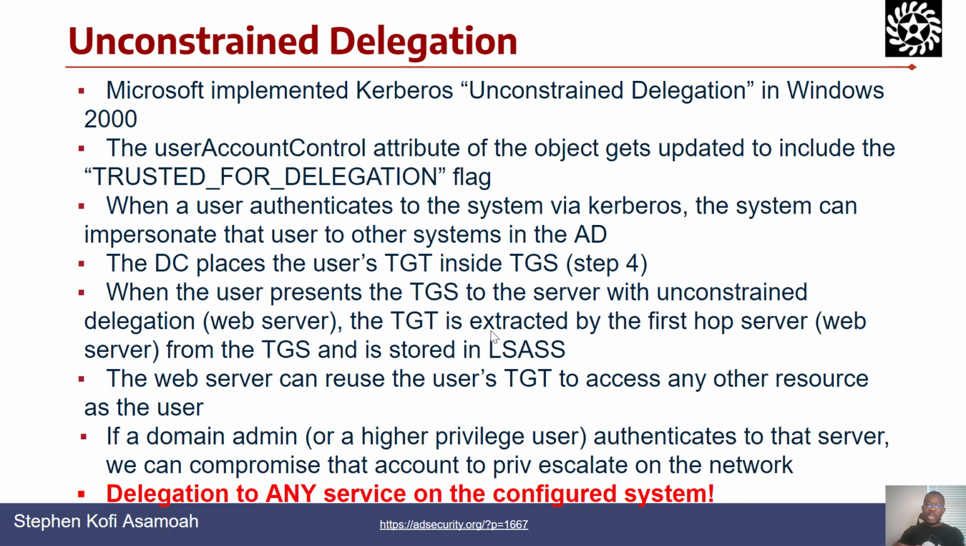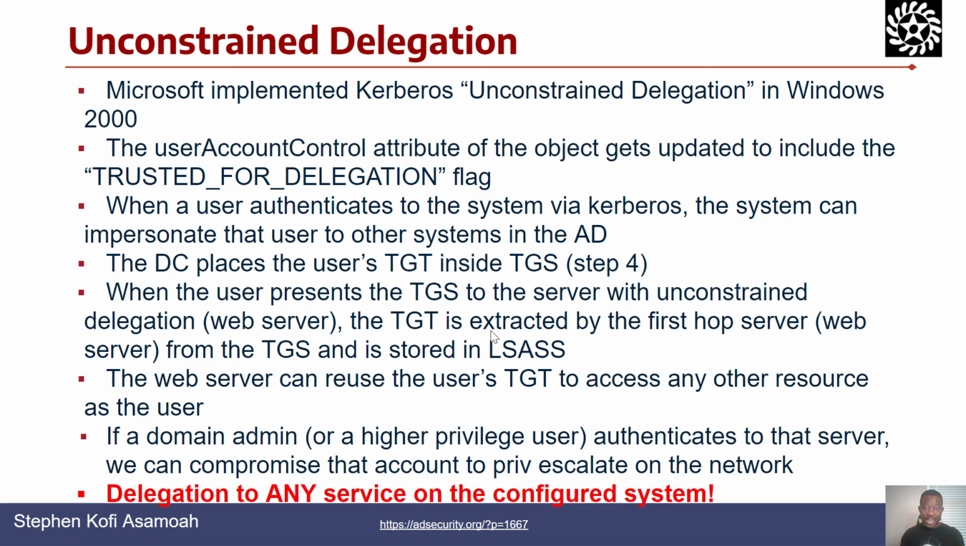So we would actually extract that particular TGT and then use it to request a TGS so we can authenticate to other systems that this user has access to or privileges to. That is the whole point with unconstrained delegation.